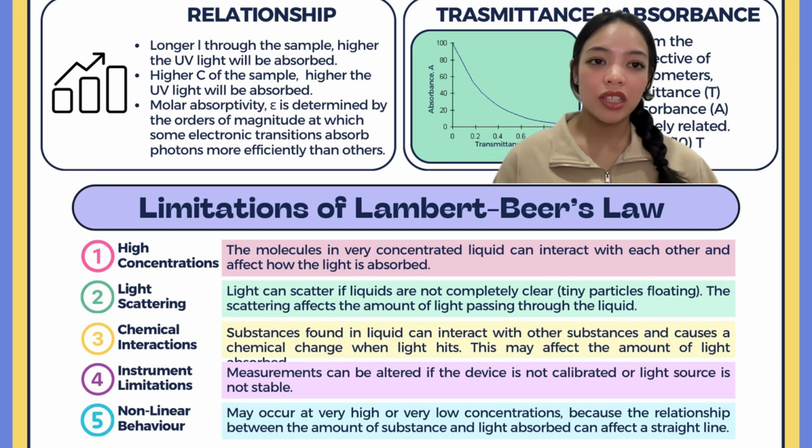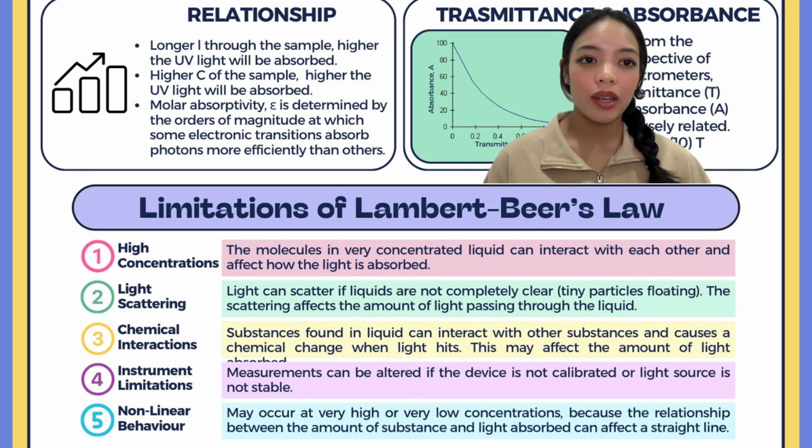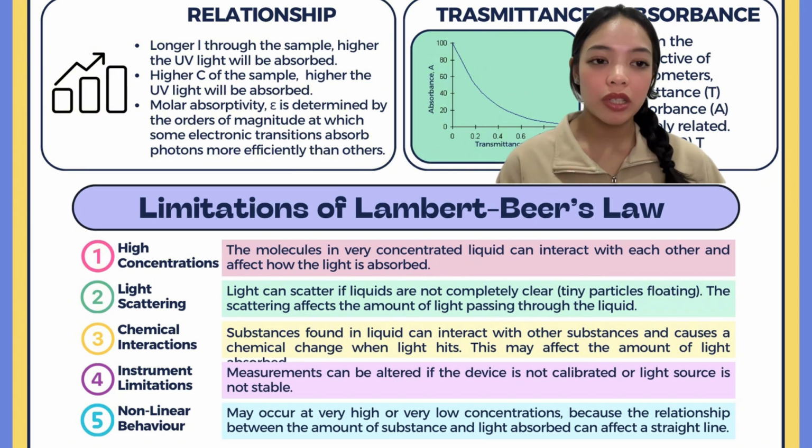Sometimes, the substance in a liquid can change chemically when light hits it or when it interacts with other substances in the solution. This can alter how much light is absorbed. Other than that, the equipment or instruments we use in UV-vis to measure light absorption also have their limitations.